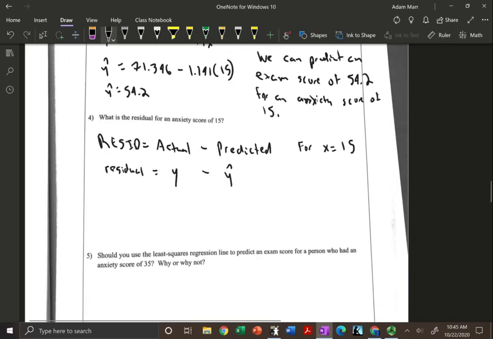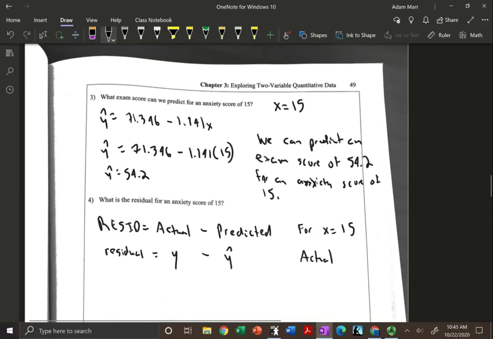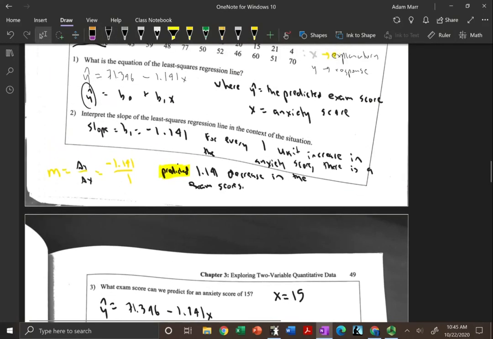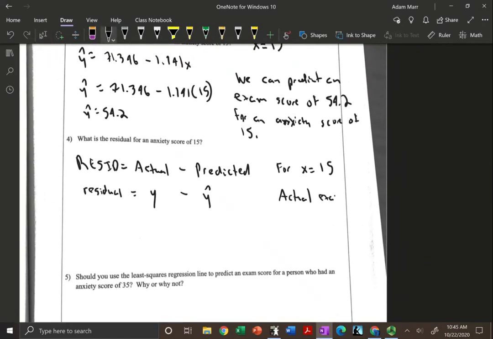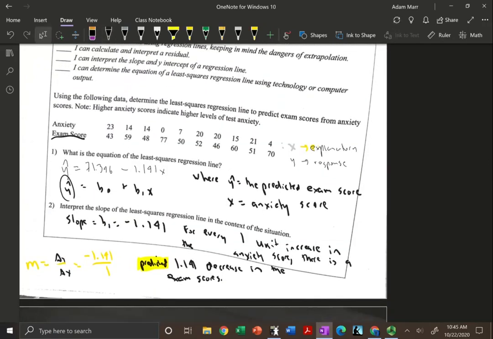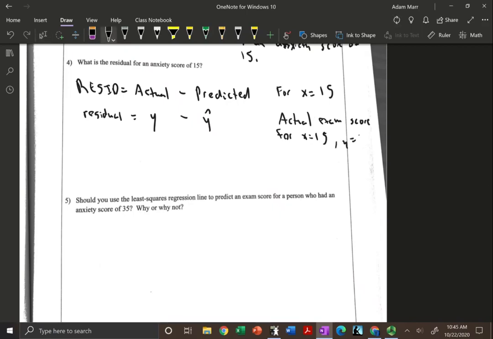Okay, so no problem. What we need to do is get our actual y value for x equals 15. And remember, y is right here, exam score. So let's get our actual exam score for x equals 15. Let's look at the original data here. There we go. 15 comma 60. So that means y equals 60. So this is our actual.